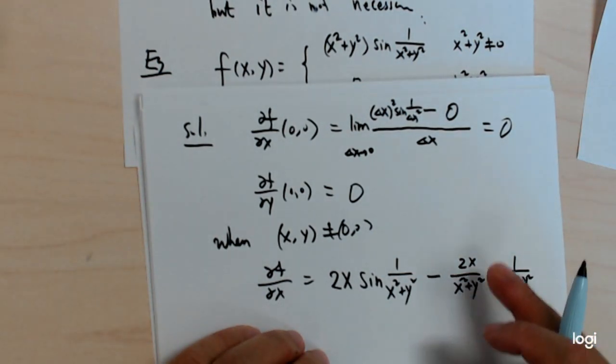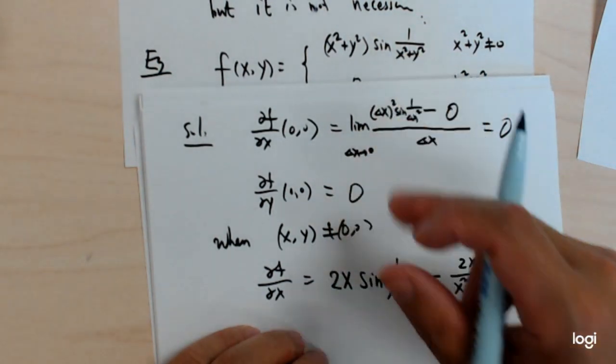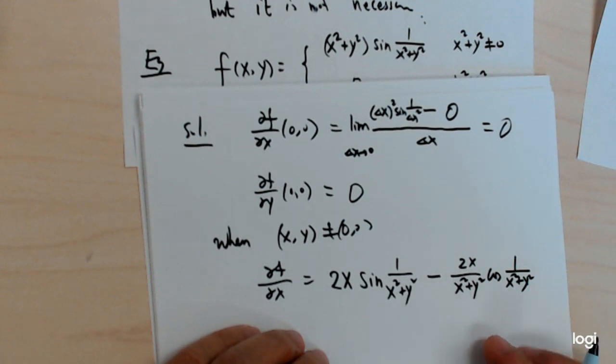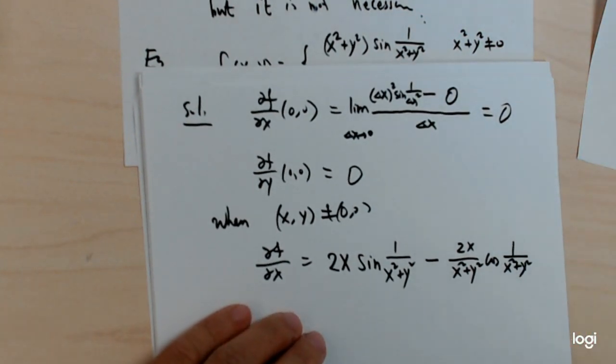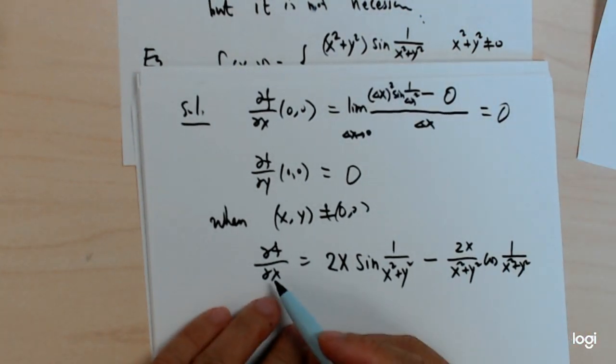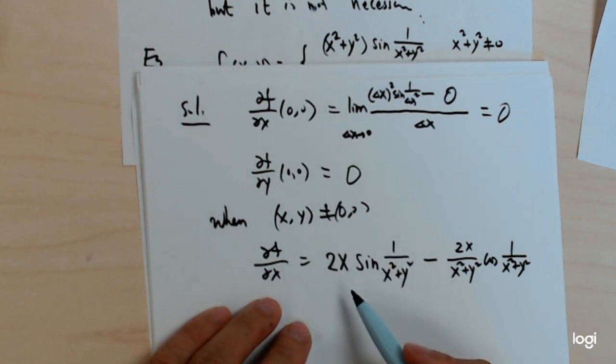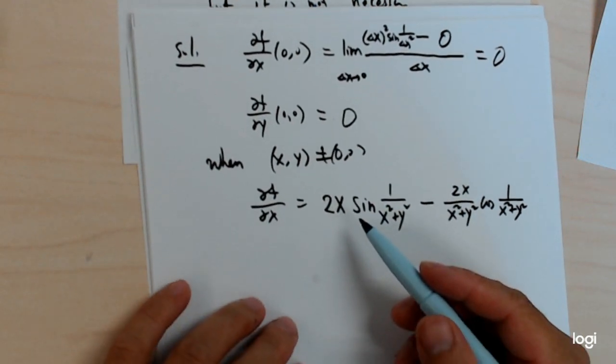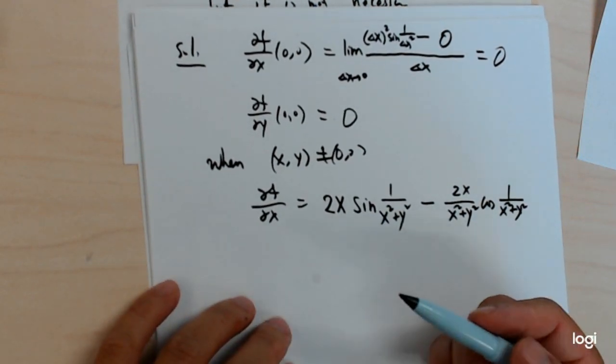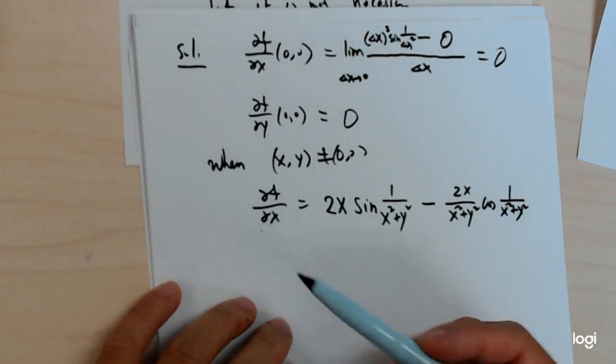This part is the derivative of sine 1 over x squared plus y squared. Verify this by yourself. So that's the partial derivative away from the origin. Why is this guy not... why is the partial derivative not continuous?